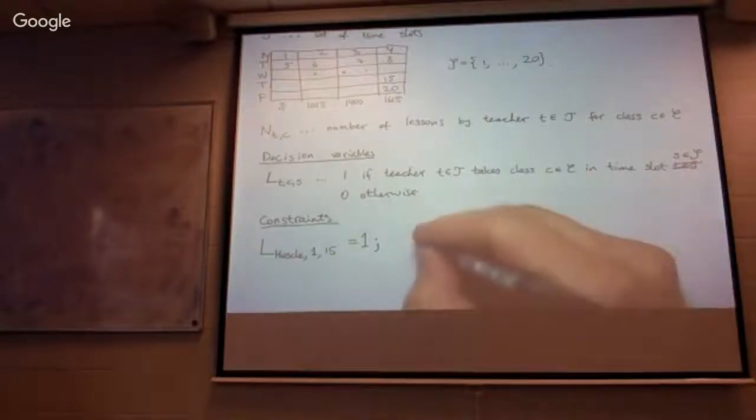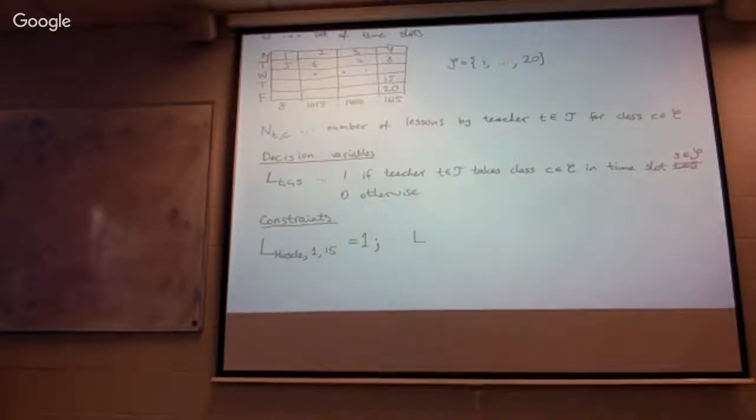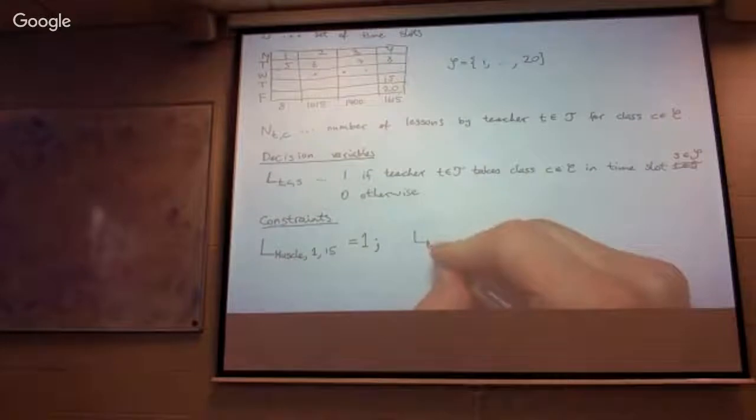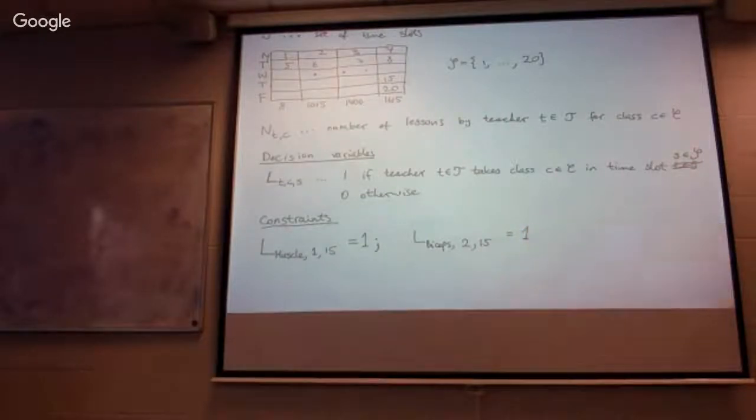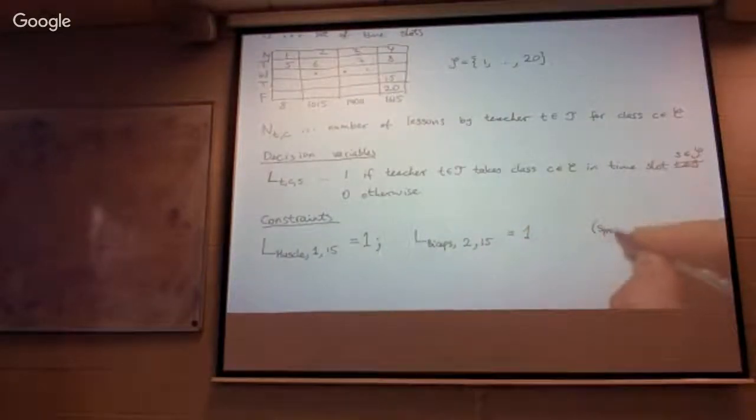And what is the other one? Biceps. Class 2, slot 15 also has to be 1. Okay, that's good. Good start. So that's the sport is Thursday, 4 p.m. Okay. Any more constraints?